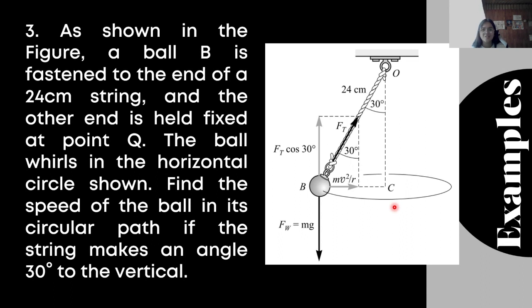Okay? So, third example tayo. As shown in the figure, a ball B is fastened to the end of a 24 cm string and the other end is held fixed at point Q. The ball whirls in the horizontal circle shown. Find the speed of the ball in its circular path if the string makes an angle 30 degrees to the vertical.